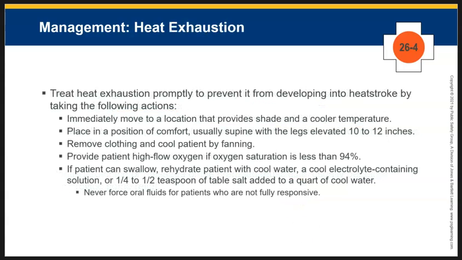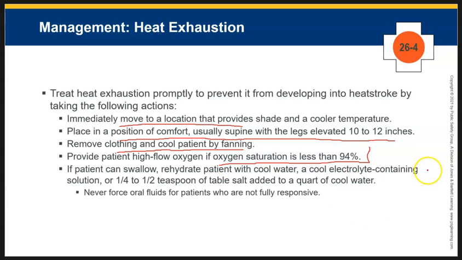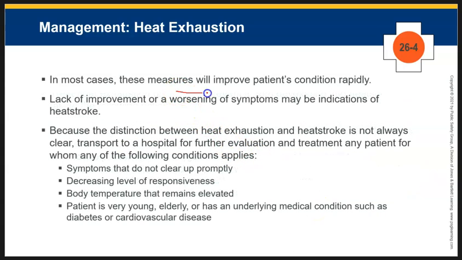For heat exhaustion, we want to make sure that it doesn't progress further into the life-threatening heat stroke. So we're going to move that patient to that cooler location. They're going to be in that position of comfort, supine, flat on their back, legs elevated. We're going to cool them off and remove clothing. And if a pulse ox is available, provide O2 if they're less than 94%. Hydration is going to be key in this case as well, similar to what we saw with heat cramps. Now, in most cases, this is really going to help that patient improve.